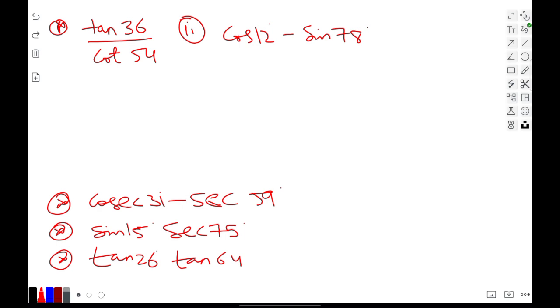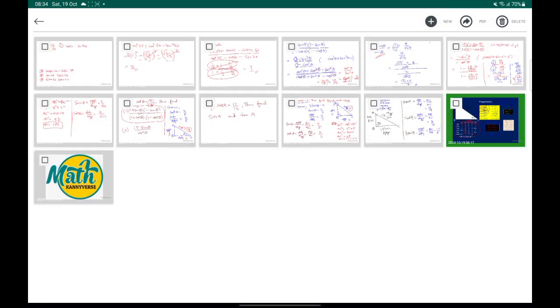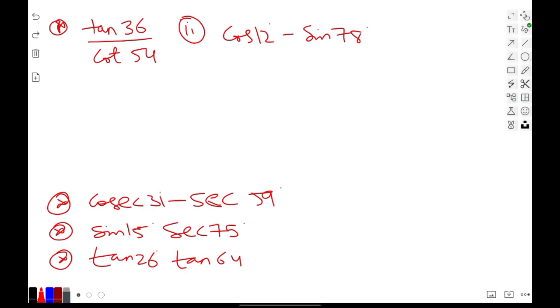Here we have some different types of sums. In the first question, we need to find the value of tan 36 by cot 54. We don't know the value of tan 36 or cot 54, because I only mentioned the standard angles. But how do we find the value of tan 36 and cot 54? No need to worry, here we have some properties.